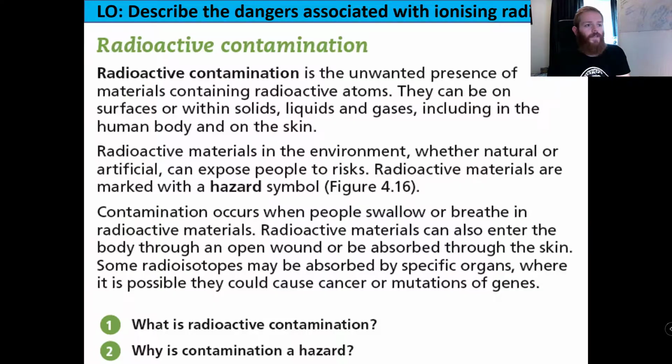Not very nice, really. Right, so I'll read this through because I know it's a big block of text. Radioactive contamination is the unwanted presence of materials containing radioactive atoms. So unwanted presence is the key there. They can be on surfaces or within solids, liquids and gases, including in the human body and on the skin. Radioactive materials in the environment, whether natural or artificial, can expose people to risks. And radioactive materials are marked with a hazard symbol. You can't see the figure there, but I'm sure you've all seen a radioactive hazard symbol before. It's a black dot in the middle with 3 black things around it, and that tells you that it's radioactive. You see that, don't go touching it.